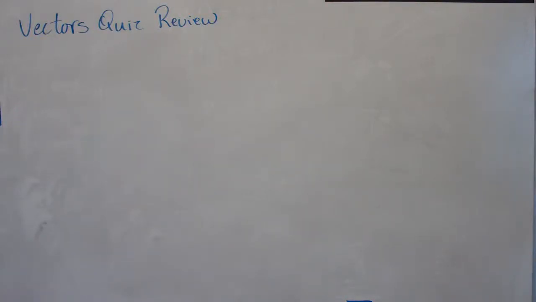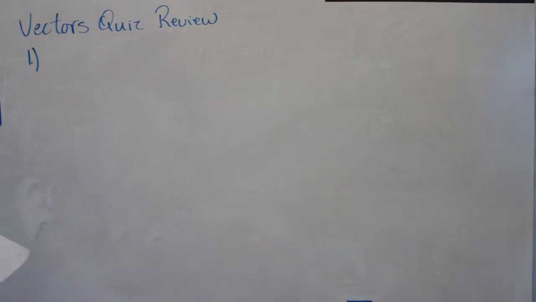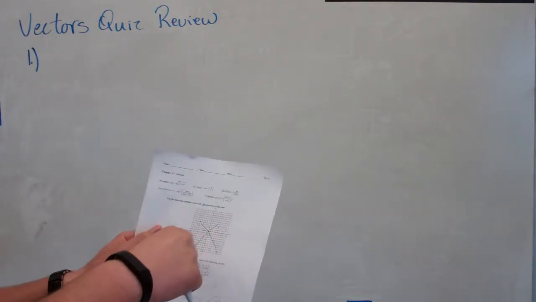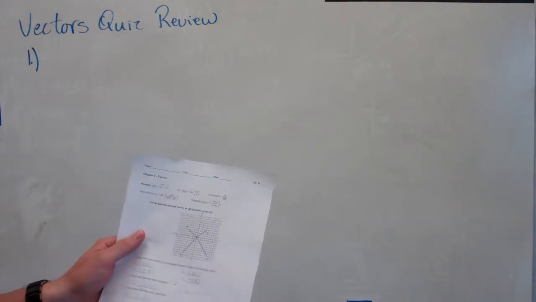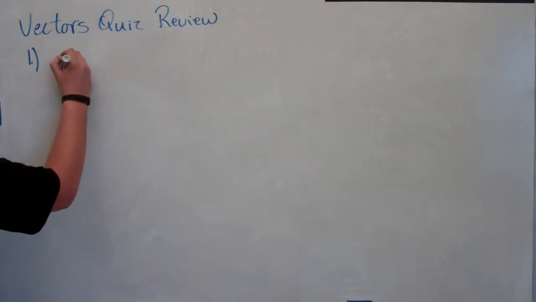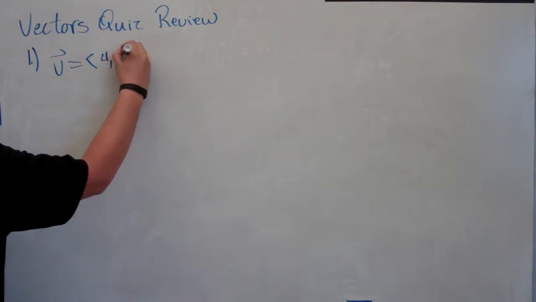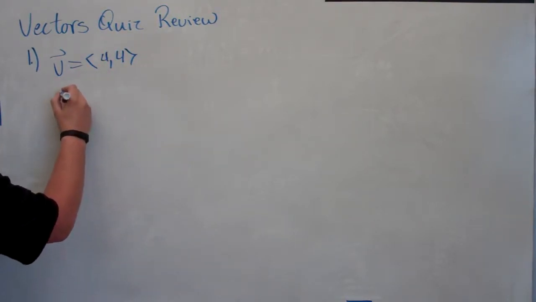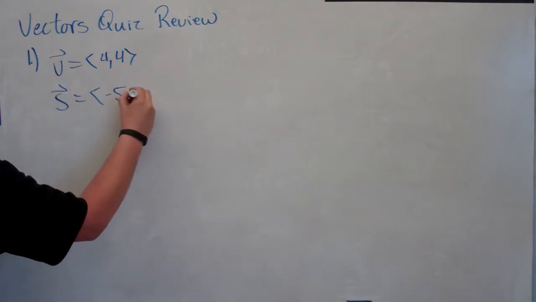Alright, so here's your vectors quiz review. Number one just says take these four vectors here and write them in their component form. So all you do is you just find the coordinate point of each one of their endpoints, or their terminal points. So V, its endpoint is 4, 4. Okay. S, its endpoint is -5, -8.